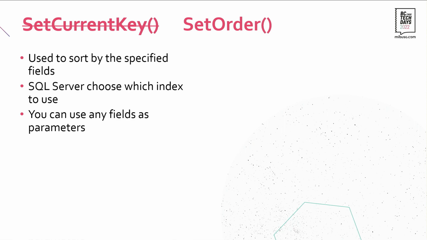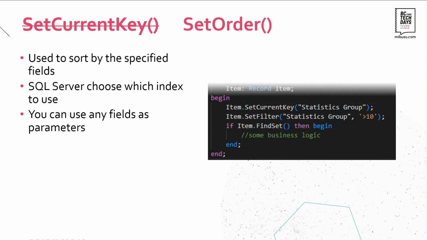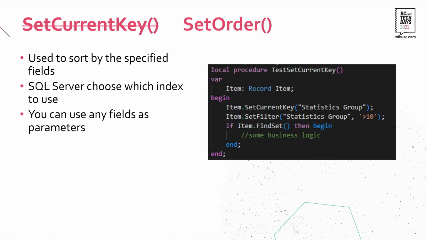We can use any of the fields as a parameter to sort by, even those fields that aren't defined in the key section. In earlier versions, if we added a field in SetCurrentKey which isn't defined in the key section, it would show a runtime error. But now we can add whatever we want from the table to sort by.